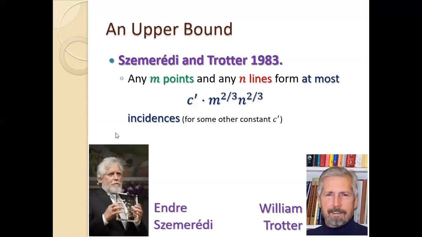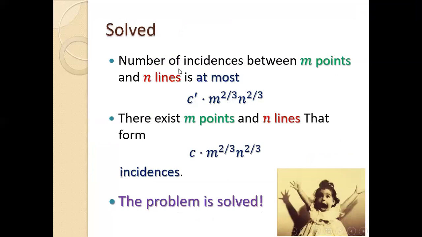Again, the number of incidences between any set of points and any set of n lines is at most some constant times number of points to the 2/3, number of lines to the 2/3. And there exist specific sets of points and n lines that form this number of incidences. So the problem is more or less solved.